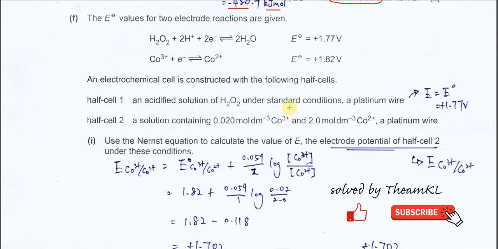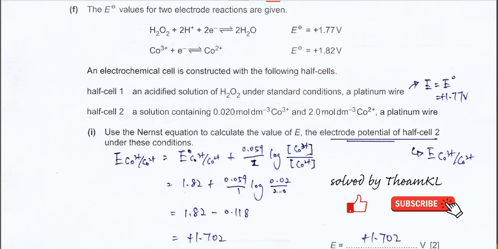Okay, so for part F, the E0 for the hydrogen peroxide half cell is given, and the copper 3 and copper 2 half cell is given. Now, an electrochemical cell is constructed with the following half cells. Half cell 1 is the acidified solution of H2O2 under standard conditions with platinum wire, the first one. Therefore, the potential is the same as the standard potential, which is 1.77, because it is under standard conditions.